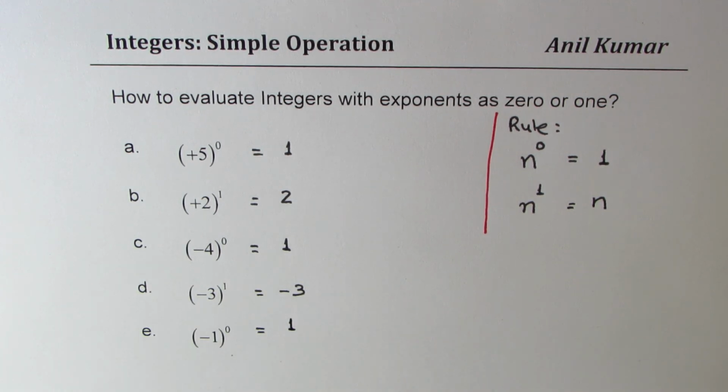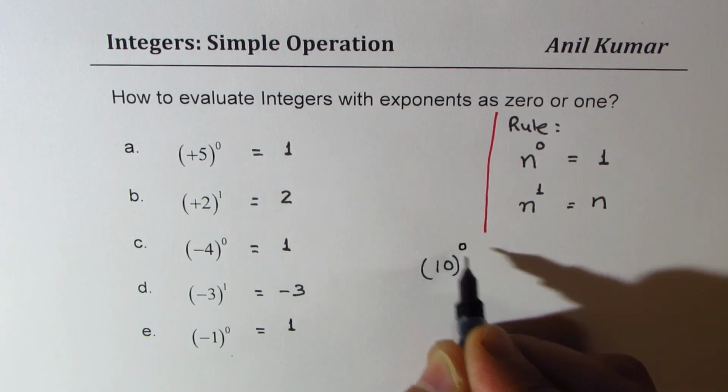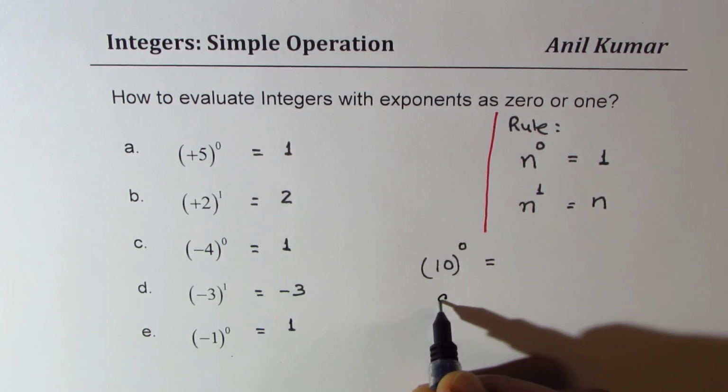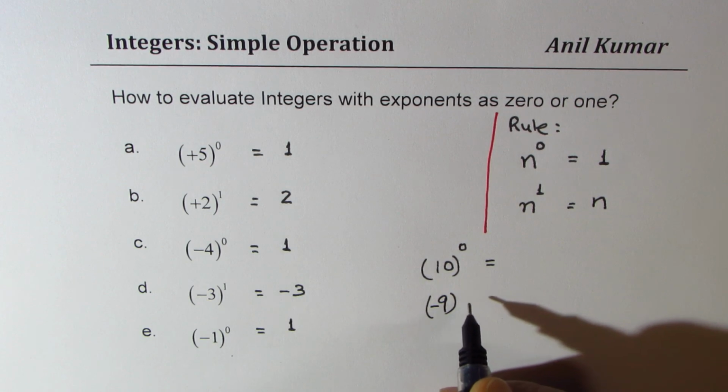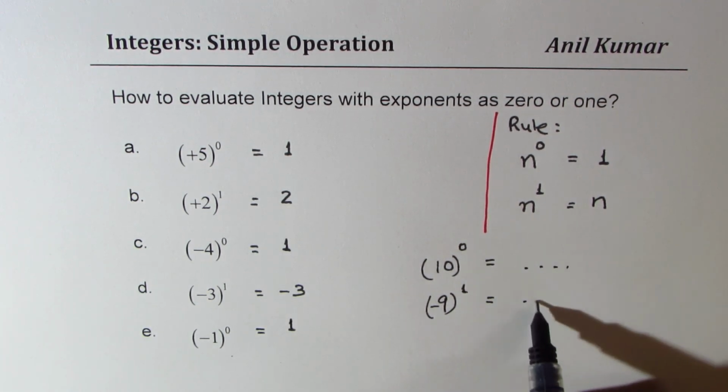Is that clear? Correct? So you could do this. What is 10 to the power of 0 equal to? And what is, let's say, minus 9 to the power of 1 equal to, correct? So that is for you to practice.